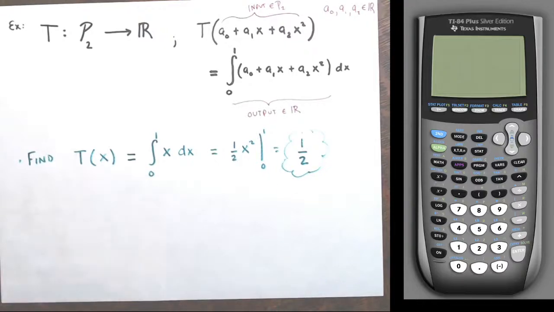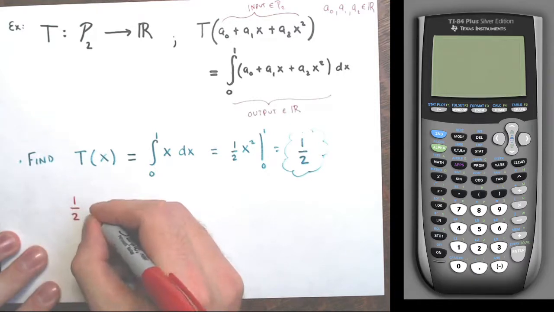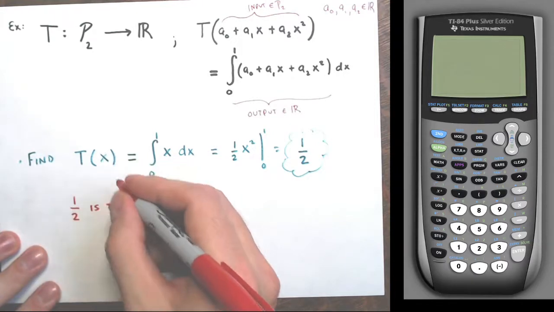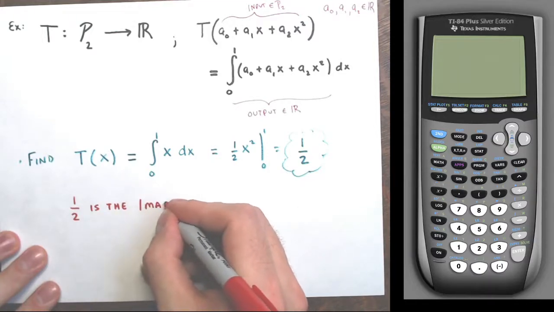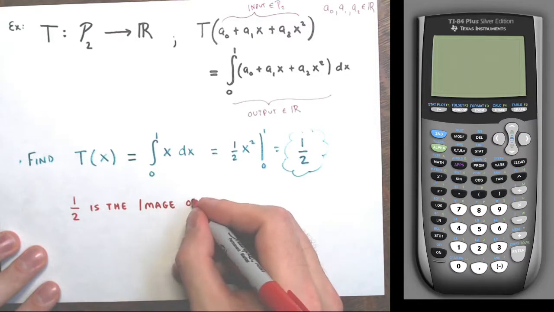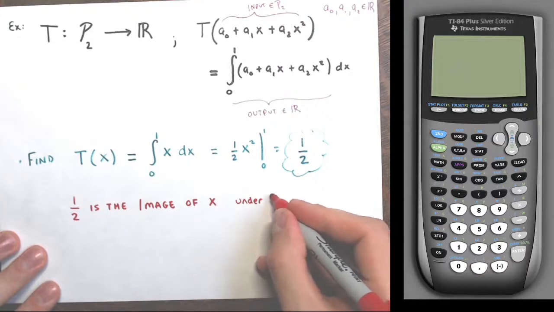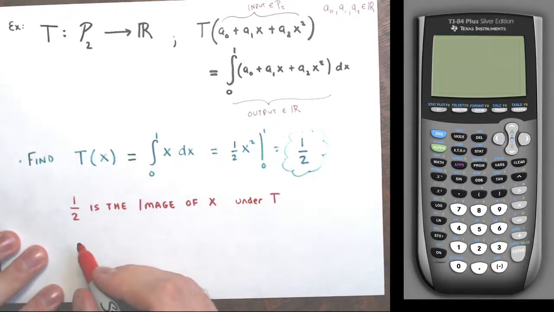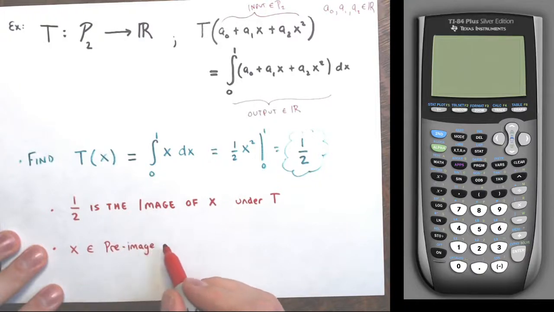So using some of the terminology here, 1/2 is the image of x under T. You could also say that x belongs to, is an element of, the pre-image of 1/2 under T.